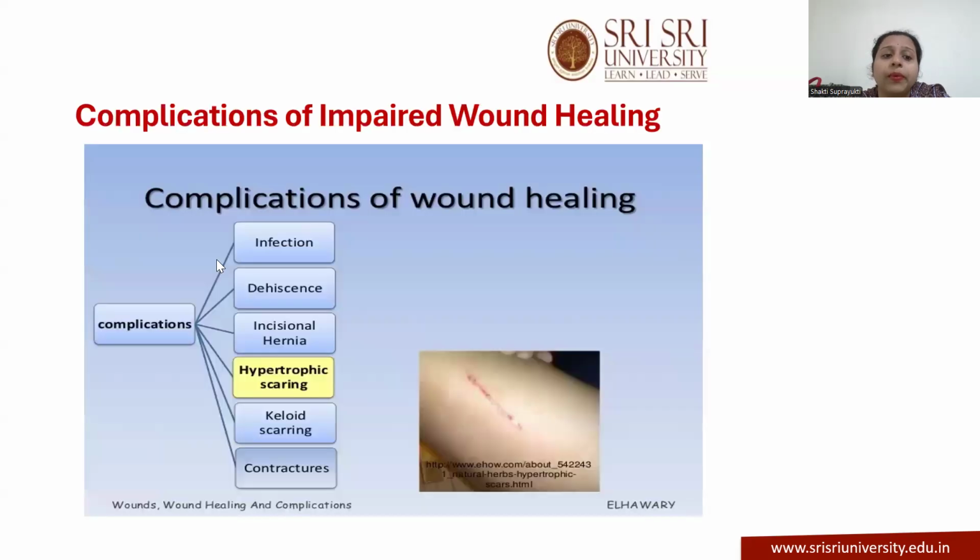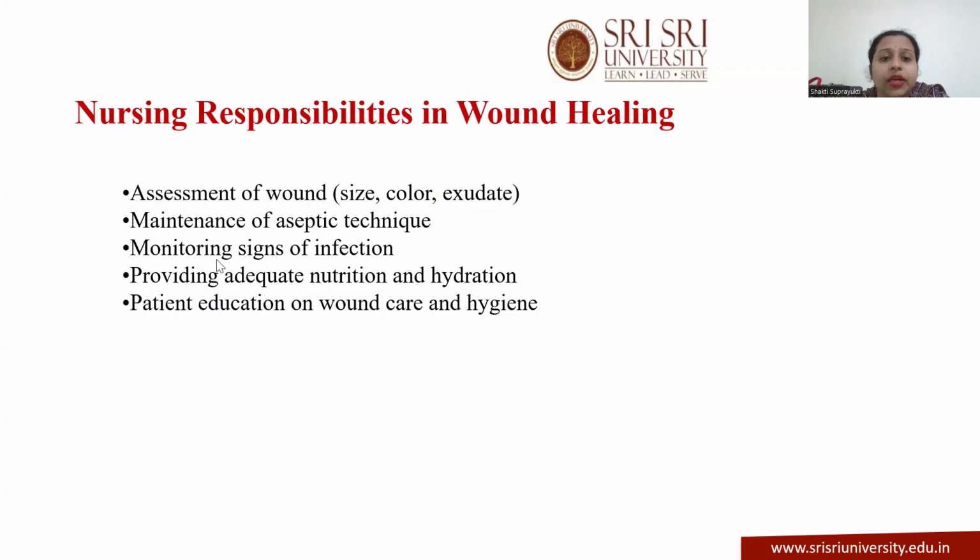Then the complications. What complications occur in wound healing? Infection, incisional hernia, hypertrophic scarring, keloid scarring, and contracture. Then what are the nursing responsibilities in wound healing? First is to assess the wound size, color and exudate. Then maintain aseptic technique, monitor signs of infection, provide adequate nutrition and hydration, and provide patient education on wound care and hygiene.